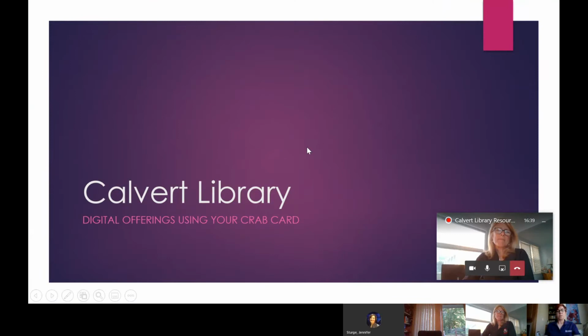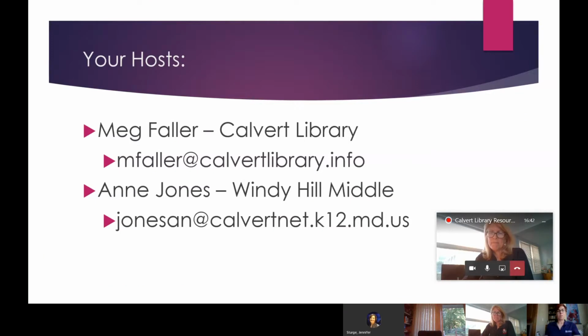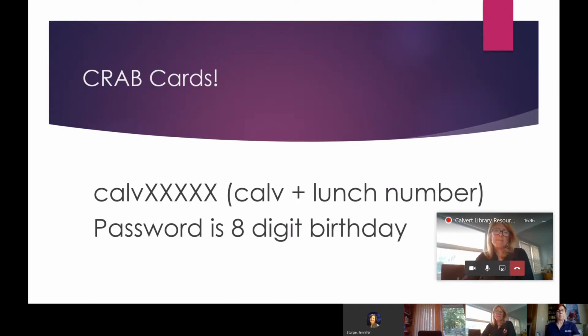All right. So this is me and Anne. That's our information right there. And the CRAB card. So your CRAB card's actual card number is CALV and then the 5-digit lunch number of the student. So CALV and that lunch number is the whole account number. Their password to access their account on our website is the 8-digit birthday. In most cases, it's that 8-digit birthday, unless for some reason they've changed it after the fact.